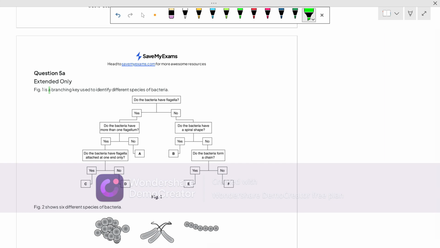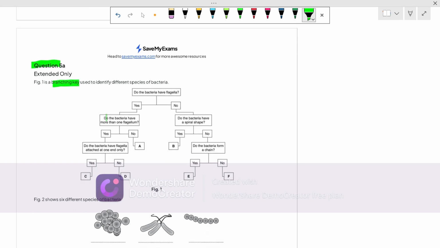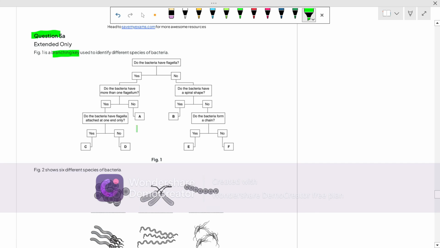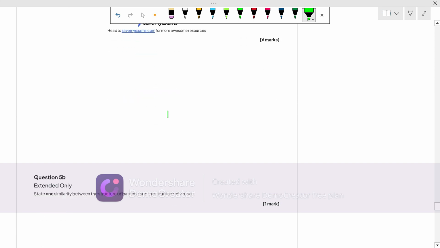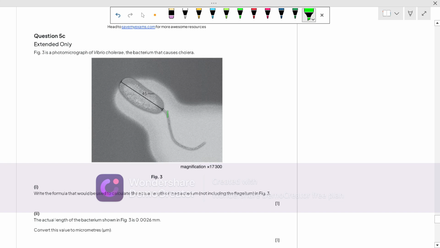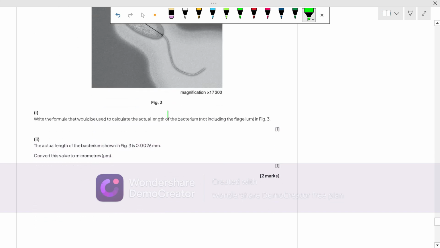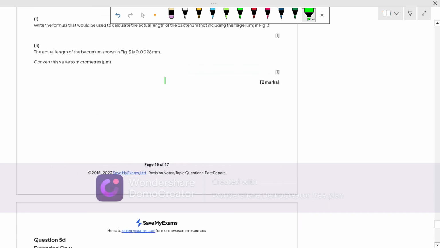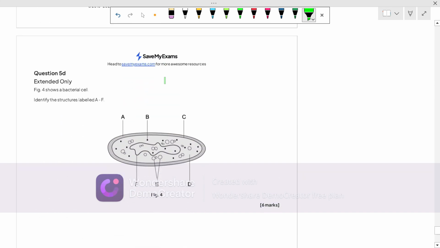Question 5A. Question 5a talks about a branching key. So this question will be skipped because in this video we will not be solving any branching key or dichotomous key questions nor any calculation questions. All right. No calculation questions. Skip this question. Next question. All right. Question 5d. I believe this is the last question. This is for extended only.